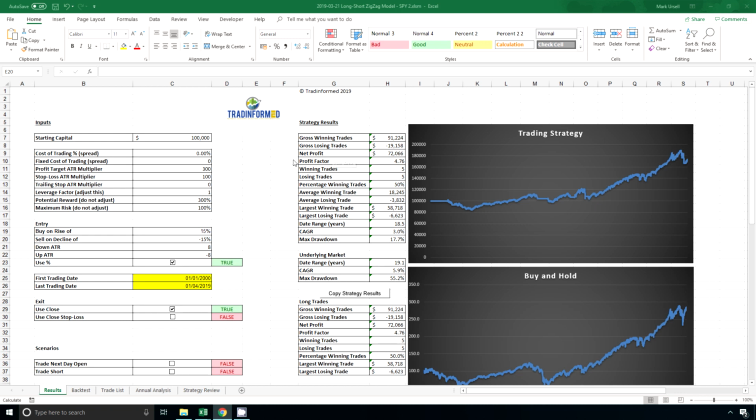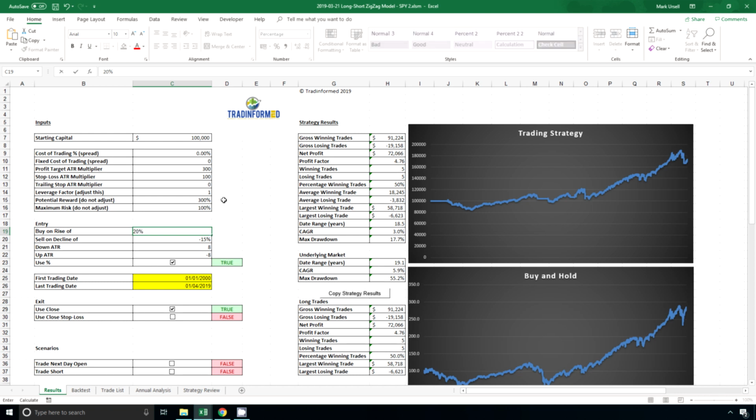As you can see over here from these results, I've set up the Zig Zag Indicator very simply. Now I've not included a profit target, I've not included a stop loss. And what I'm doing is simply telling the Zig Zag Indicator to buy whenever we have a rise of 15% from a prior low, or to sell whenever we have a decline of 15% from a prior high. So we've got it set up quite simply, but we can easily change some of these values.